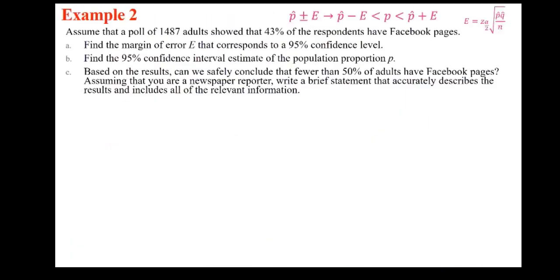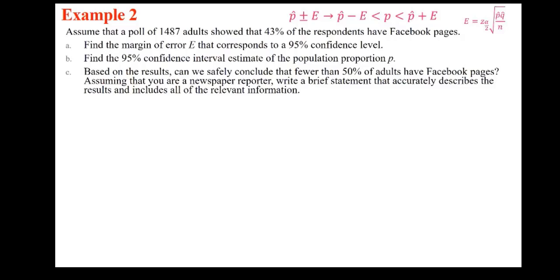Assume that a poll of 1,487 adults showed that 43% of the respondents have Facebook pages. A, find the margin of error E that corresponds to a 95% confidence level. B, find the 95% confidence interval estimate of the population proportion p. And C, based on the results, can we safely conclude that fewer than 50% of adults have Facebook pages? Assuming that you are a newspaper reporter, write a brief statement that accurately describes the results and includes all of the relevant information.